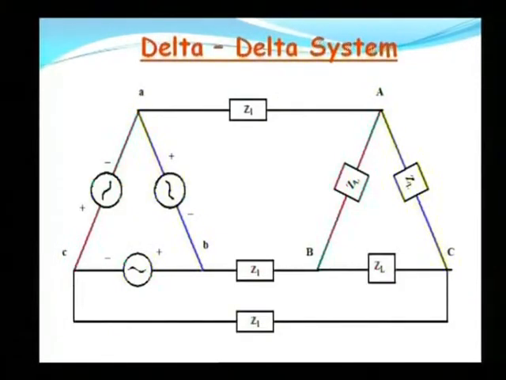Now the delta to delta system. Here you can see that the input section, or the transmitter or primary section, is formed with a delta. Likewise, the receiver section is also formed with a delta. Here the voltages VAB, VBC and VAC are indicated with the alternating source, that is the AC source, and the lines are connected as A to A, which is Z1, B to B, which is Z2, and C to C, which is Z3.